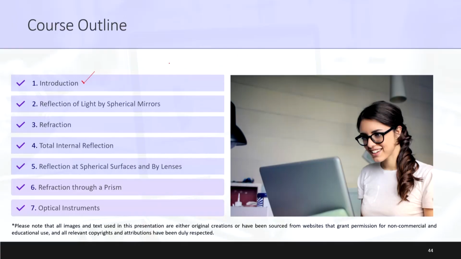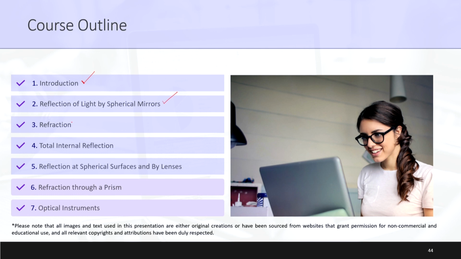Okay. After this, in the second point of reflection of light by spherical mirrors, we understood first of all the basic concepts such as what is focus, what is pole, what is principal axis and so on. Then the basic two laws of reflection, that is angle of incidence is equal to angle of reflection, and the incident ray, normal ray and the reflected ray always lie in the same plane.